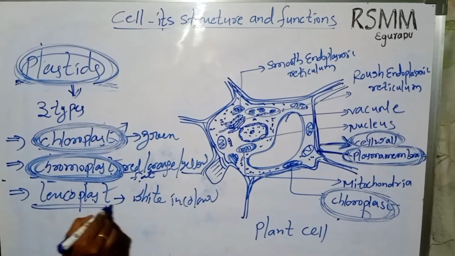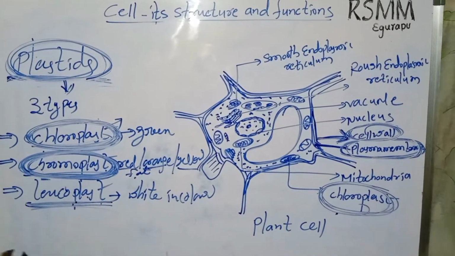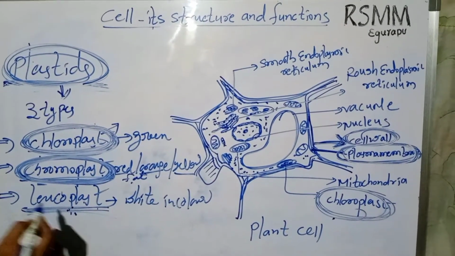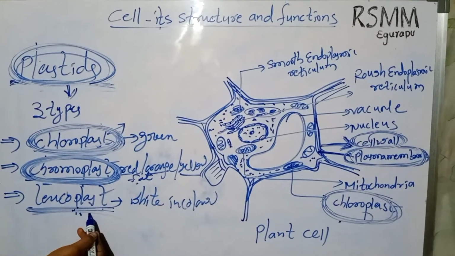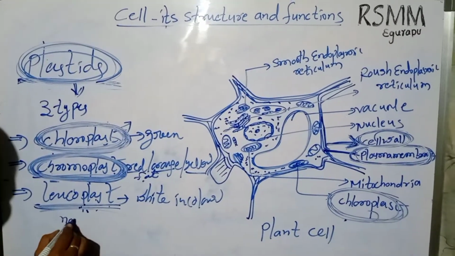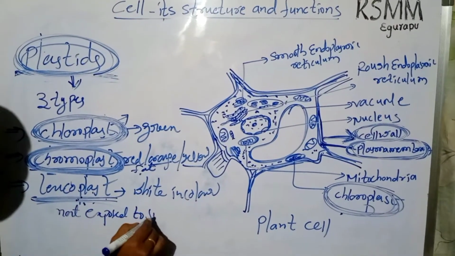And coming to the leucoplast. Now we are going to know about leucoplast. These are white in color. Usually we can see them in plant parts which are not exposed to sunlight.